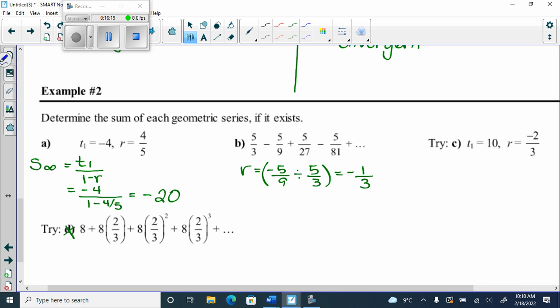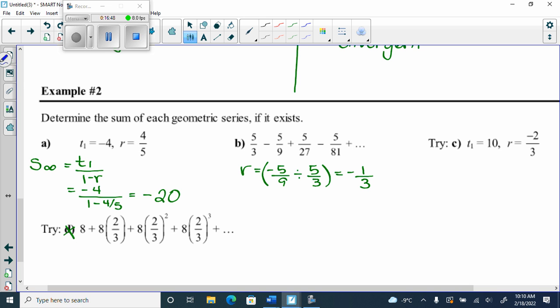So you're going to type negative 5 divided by 9 in brackets, divided by 5 divided by 3 in brackets. You got that? Did you get negative 1/3? Did you get negative 1/3? Smile and wave. Okay. So, did everyone get that?